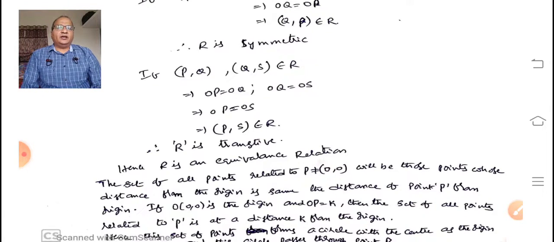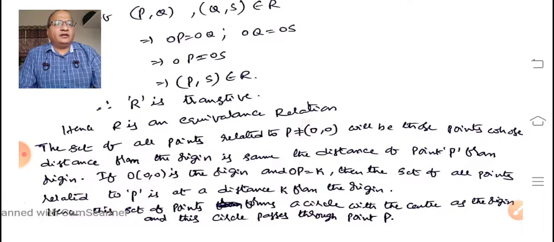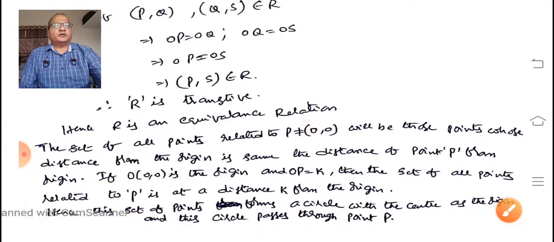Finally, if (0, 0) is the origin and OP is equal to K, then the set of all points related to P is at a distance of K from the origin. Assume the distance is K. Now automatically we will collect all the points which are at a distance of K from the origin. That will give a circle which passes through the point P and whose center is the origin.